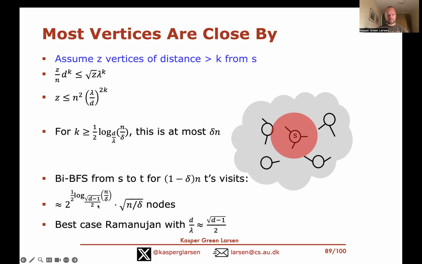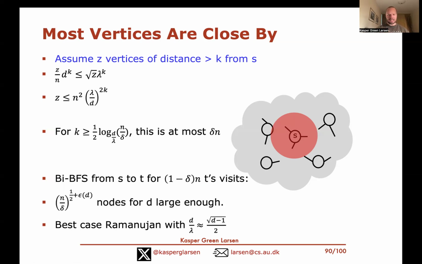If we look at the magnitude of this expression, we see that the base is 2 raised to some number where the base is increasing with this degree d. So basically what we can see is that for large enough constant degree, we can make this whole expression n over delta to the 1/2 plus some epsilon of d, some small constant that goes down with d. Okay, so this is basically what we get here for the Ramanujan graphs. So something close to square root of n. If I do bidirectional breadth first search from S and T, for most values of t, I only have to visit around square root n vertices in this bidirectional breadth first search.